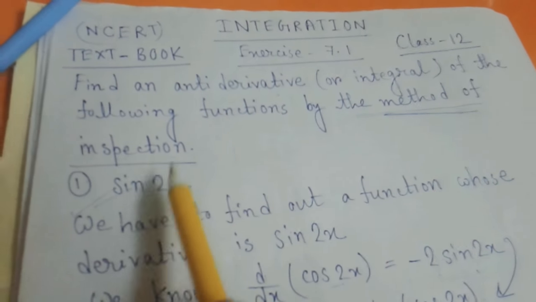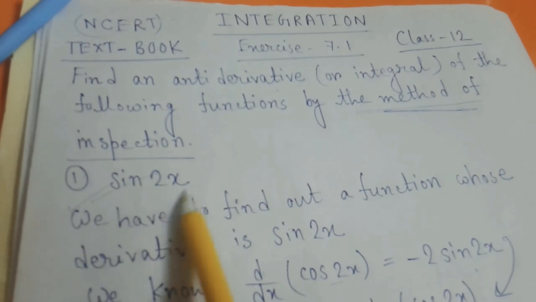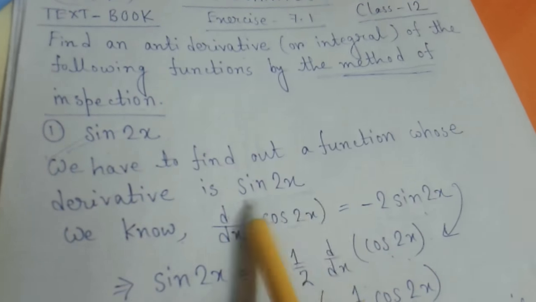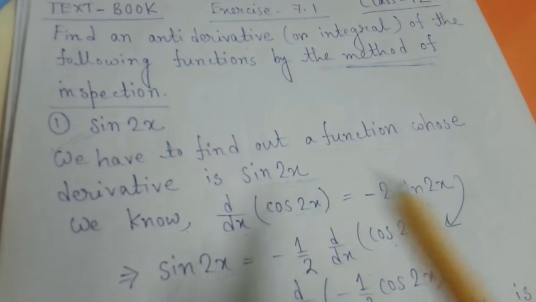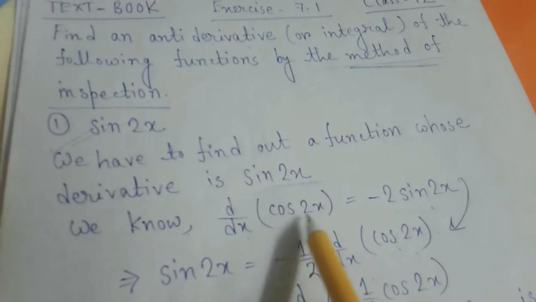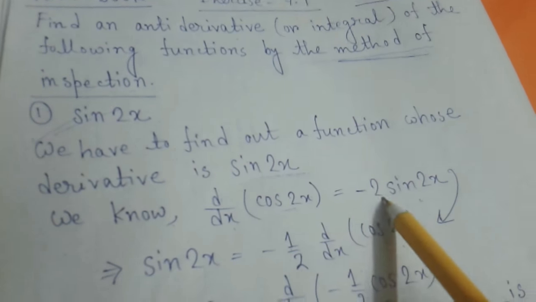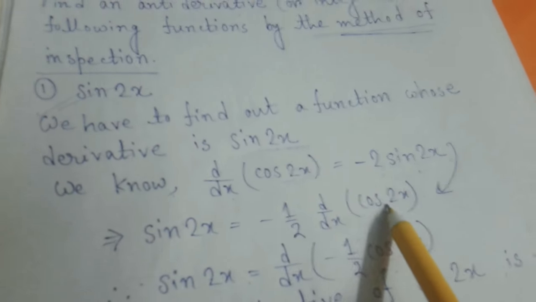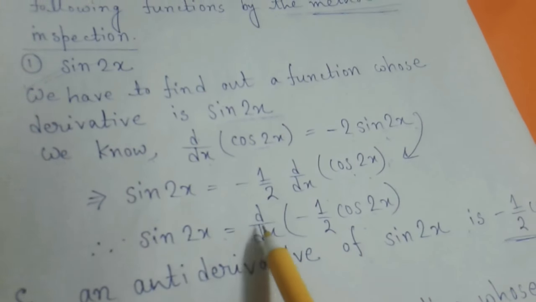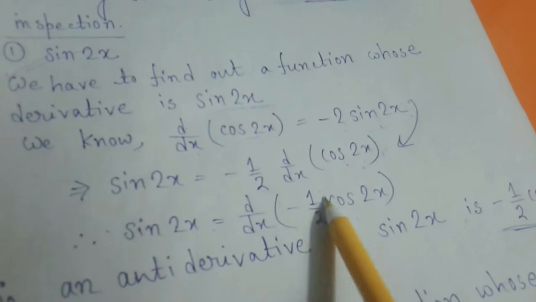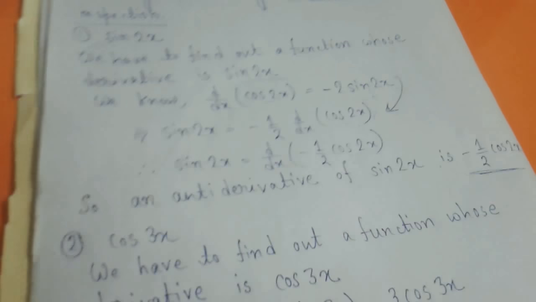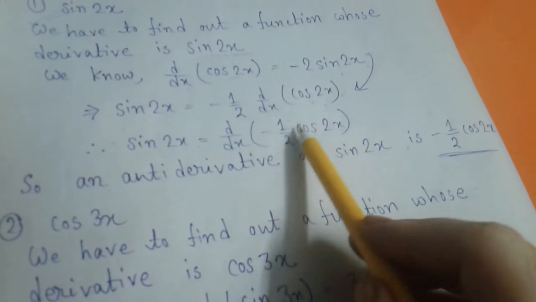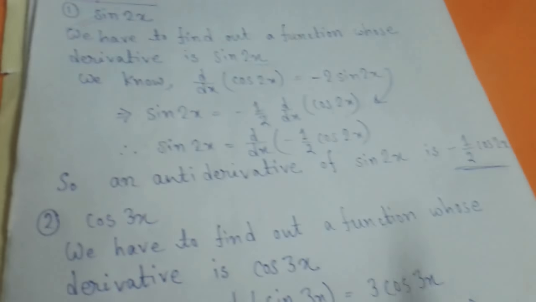First, sin 2x. We have to find an antiderivative of sin 2x. So, we have to find out a function whose derivative is sin 2x by definition of antiderivative. So, we know d/dx of cos 2x equals minus 2 into sin 2x. So, sin 2x equals minus half into d/dx of cos 2x. So, sin 2x equals d/dx of minus half into cos 2x. So, by definition of antiderivative, an antiderivative of sin 2x is minus half into cos 2x.